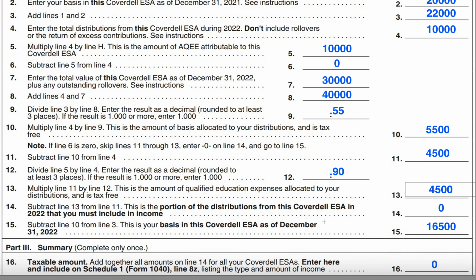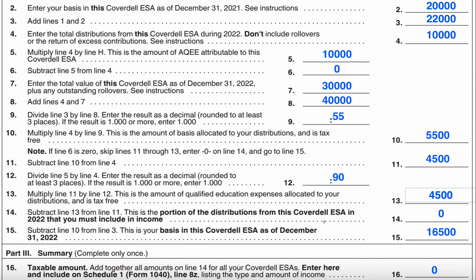And then if we had more than one version of this form, we would add together all of the line 14 amounts, put that total here, and then that would also go on line 8Z of IRS Schedule 1. We would list the type, we would list that it was a Coverdell ESA distribution, and then we would also need to report this on IRS Form 5329, which is the additional tax form, and that would help us calculate the tax penalties.